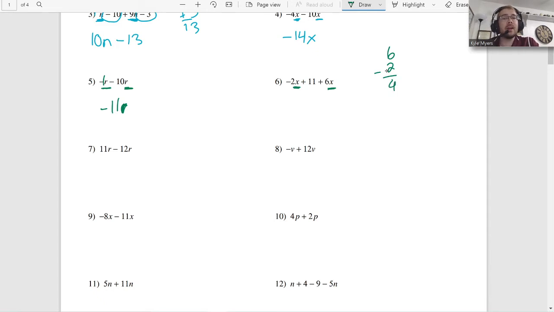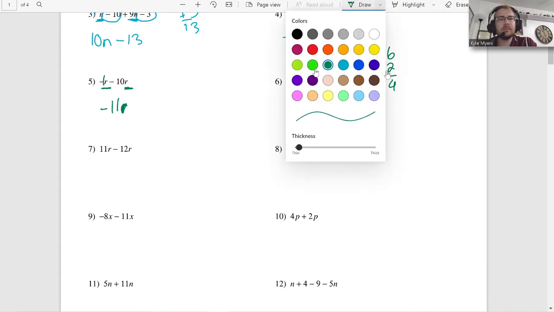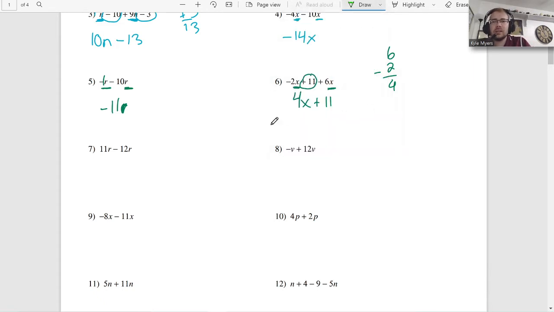Now, when I do 6 minus 2, I have to check, was the 6 positive? Yes. Was the 2 negative? Yes. So it should be positive 4x. And there's only one other number here, so that just comes down, plus 11. All right, switching colors again.